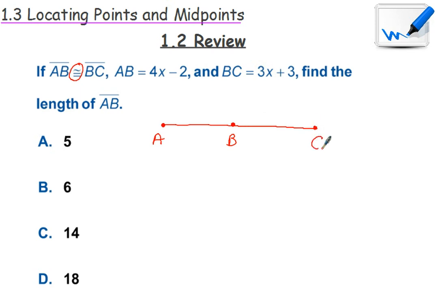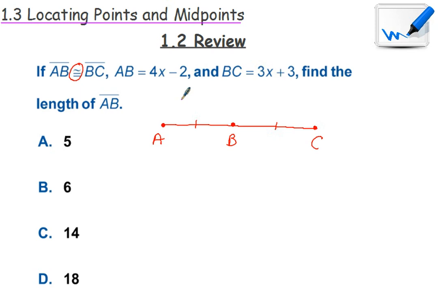All right, now this time I am going to have B right in the middle because it says that AC is congruent to BC. Notice I add these tick marks here to show that they are the same. You'll see that a lot in geometry, okay? So we do have B as the midpoint because these distances are the same.